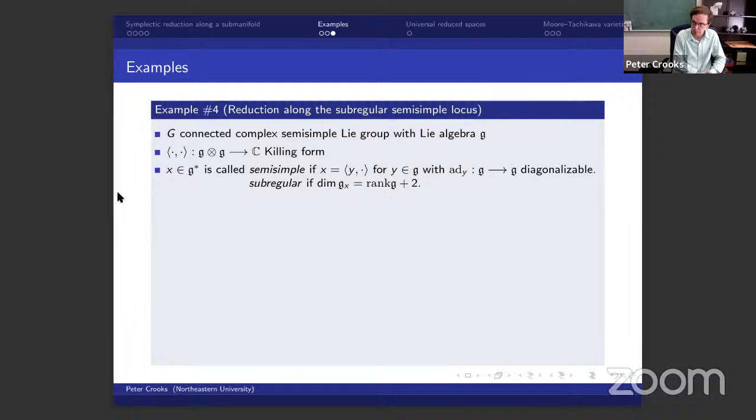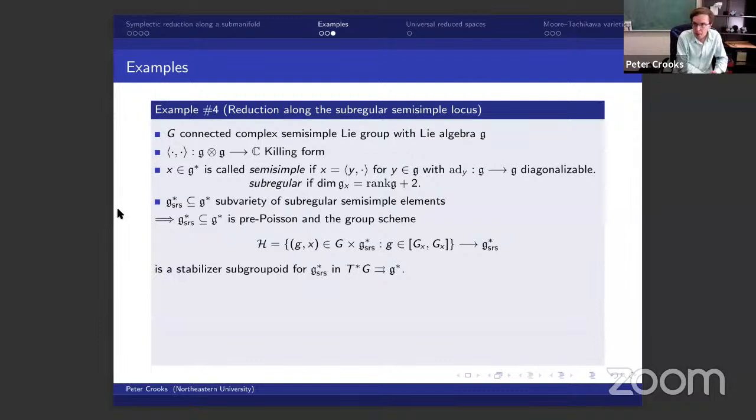Okay, and then now let me take a look at the locus of points that are both subregular and semisimple. I'm going to denote it like this, and it will turn out to be a smooth, locally closed subvariety of the dual of the Lie algebra. Okay, well, this also turns out to be pre-Poisson. And what's its stabilizer subgroupoid? Well, again, it's going to be a group scheme over the subregular semisimple locus. And the group sitting over a point is again going to be the derived centralizer of that point.